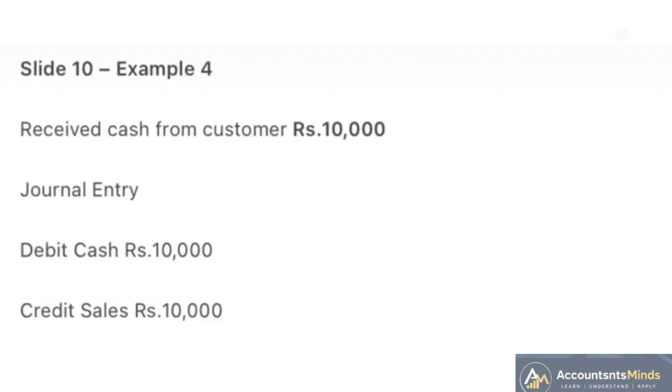Next, a customer pays 10,000 rupees for goods sold. Cash comes into the business. Cash is an asset. Assets increase on the debit side, so we debit cash. The business also earns sales revenue. Revenue increases on the credit side, so we credit sales.